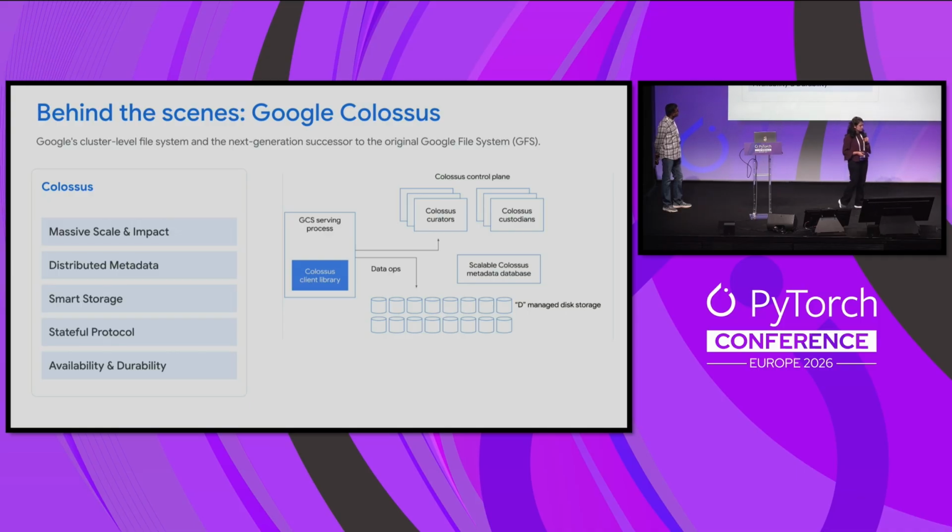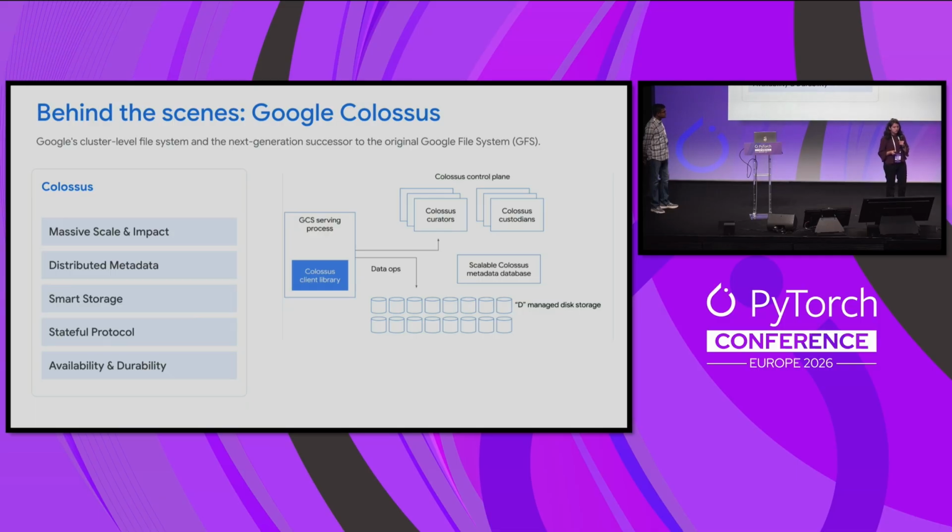Some of those techniques include distributed metadata. So the metadata, just like data, is also distributed across servers in Colossus. The storage is also intelligent inside Colossus. We use ML-based algorithms to identify the usage patterns and place the data according to those usage patterns.